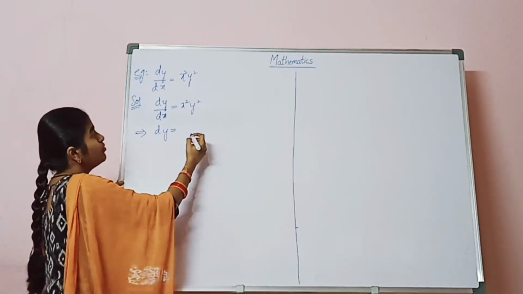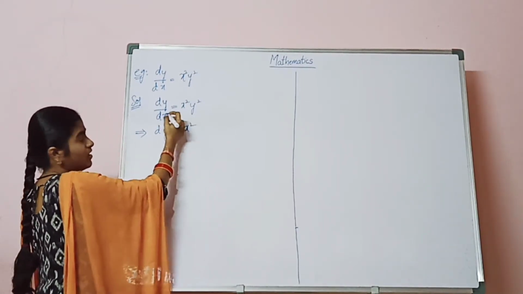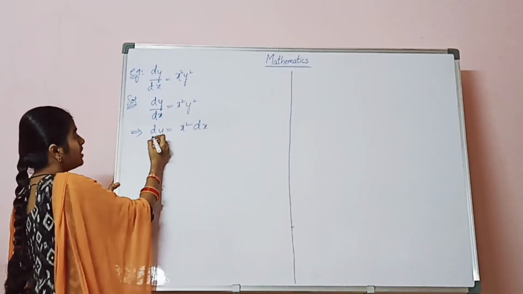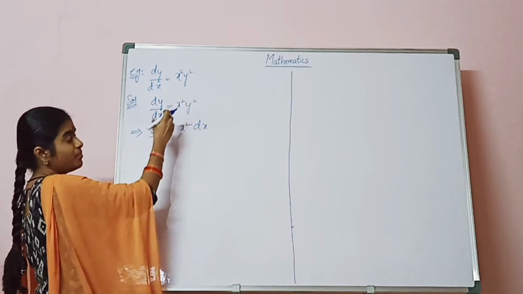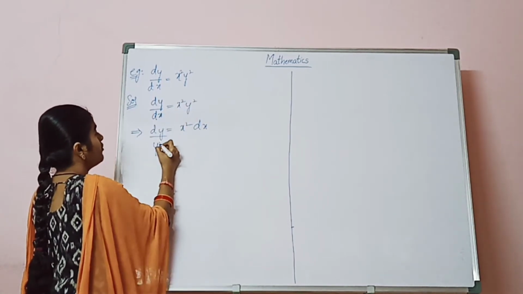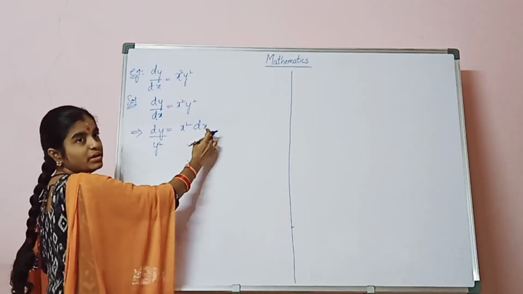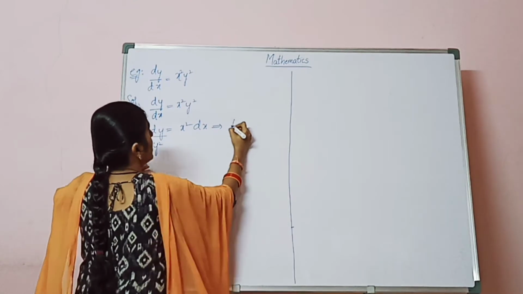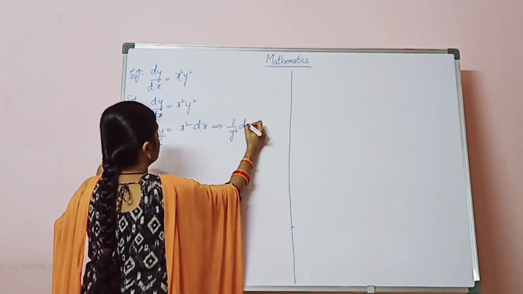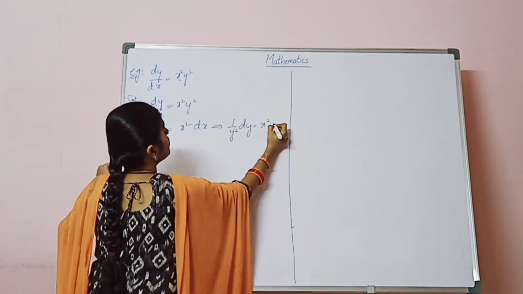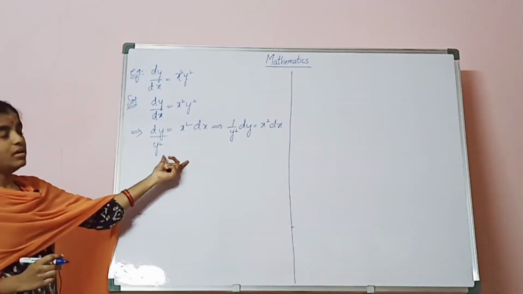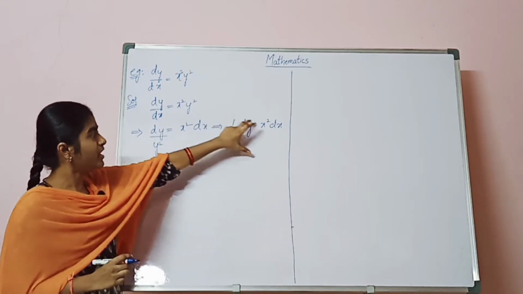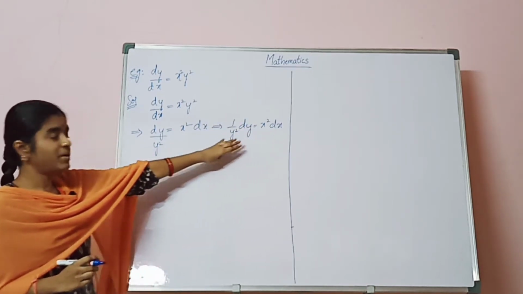now dy equals x square, this dx will go to this side, into dx. Now this y square will come to this side. If multiplication comes here, it becomes division. dy by y square equals x square into dx. That implies 1 by y square into dy equals x square dx. So for step 1, we have to separate the variables, meaning y variables on one side and x variables on the other side.